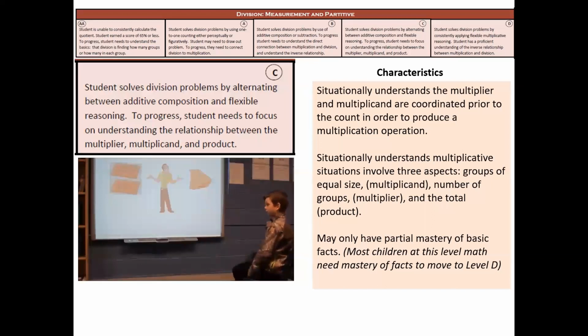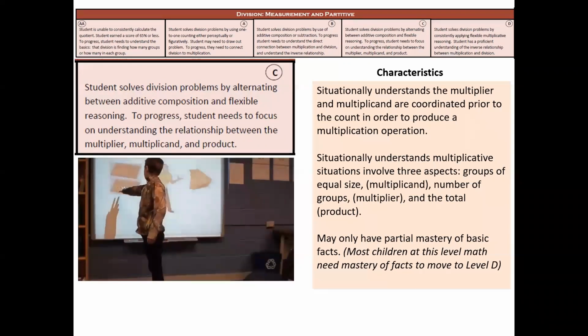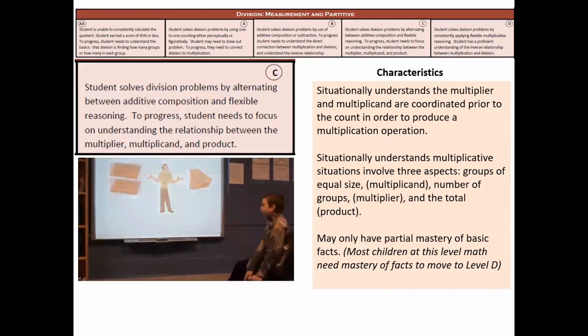Alright. The man has 24 cookies. He put 6 cookies in a bag. How many bags would he need? So there's 24 cookies and he's going to put 6 in a bag. Okay. I need 4 bags. You need 4 bags, and how did you get that? Because I did 6, 6, 6, and 6. Okay. And I got 4. So you say you skip counted then? Okay.